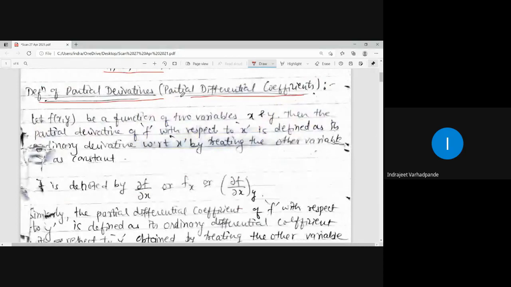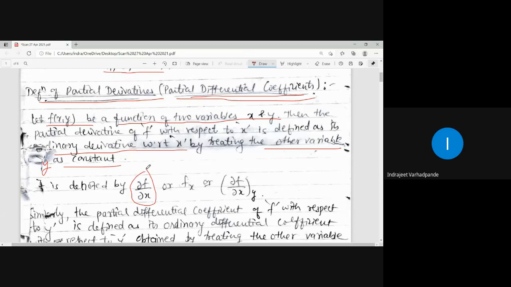Definition of partial derivative or partial differential coefficients. Let f of x y be a function of two variables x and y, then partial derivative of f with respect to x is defined as its ordinary derivative with respect to x by treating the other variable y as constant. It is denoted by del f by del x.